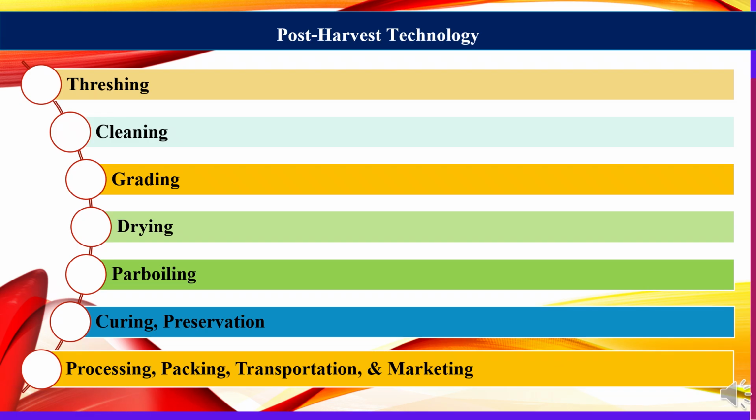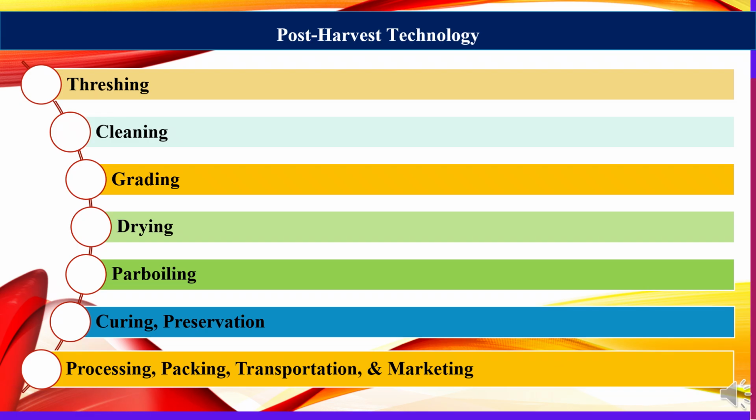Sun drying is common in rural areas. Mechanical dryers are used for large-scale operations, ensuring uniform drying and better quality. Parboiling. A hydrothermal process involving soaking, steaming, and drying of paddy before milling. Improves milling recovery, hardens kernels to reduce breakage, enhances nutritional value, and increases storage life.